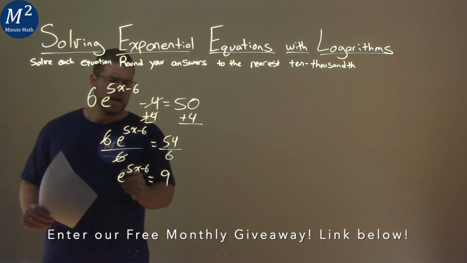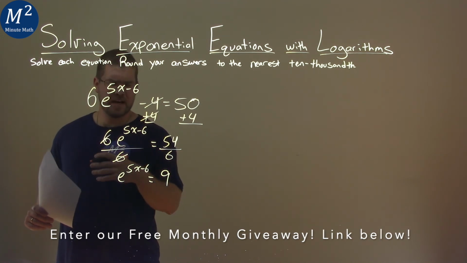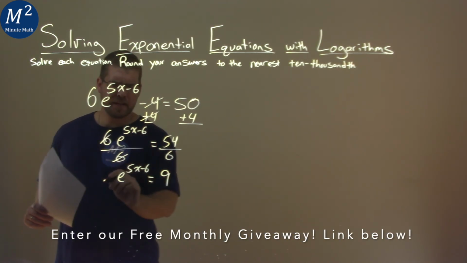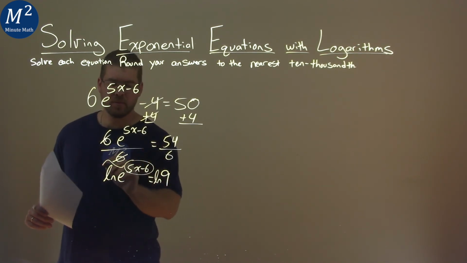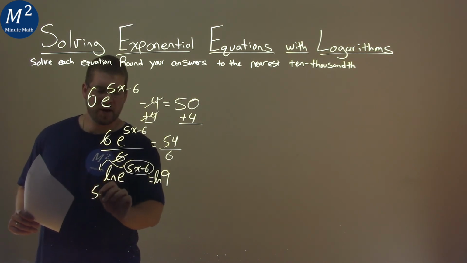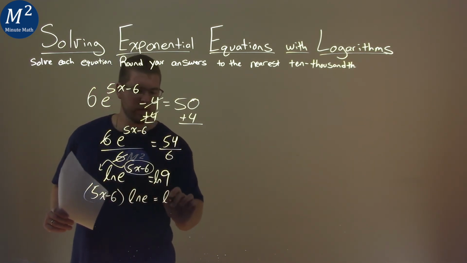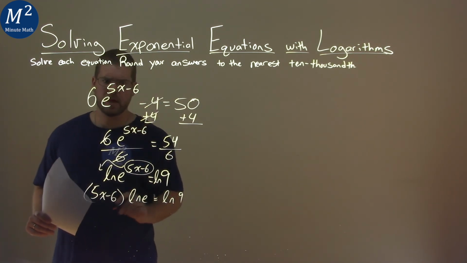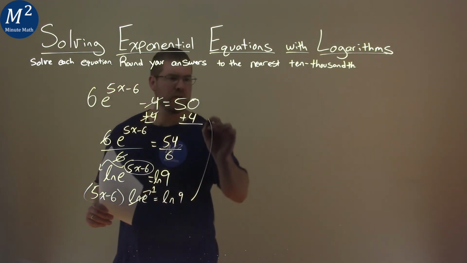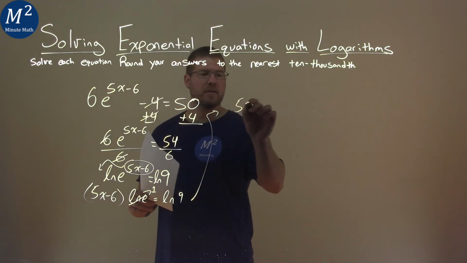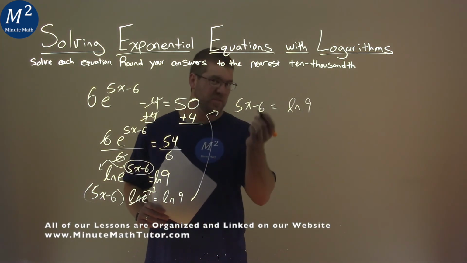From there, I want to get this 5x minus 6 kind of down from the power. If I take the natural log of both sides of the equation, I then can take this exponent and put it out front. We now have 5x minus 6 here times the natural log of e, which is equal to natural log of 9. Well, natural log of e is just equal to, well, 1. So I can rewrite this all up here as a 5x minus 6 is equal to natural log of 9. And we're solving for x here.